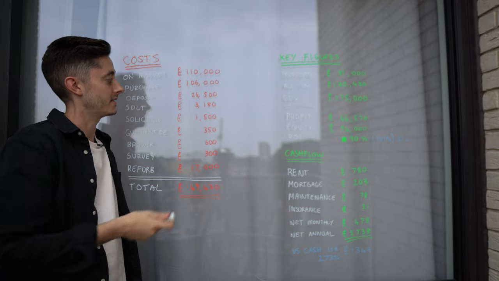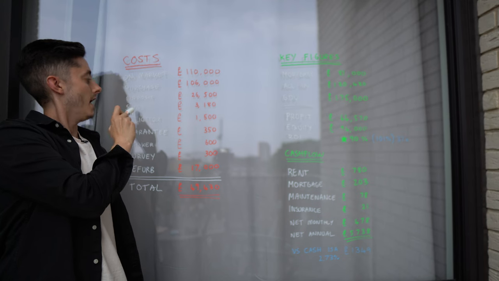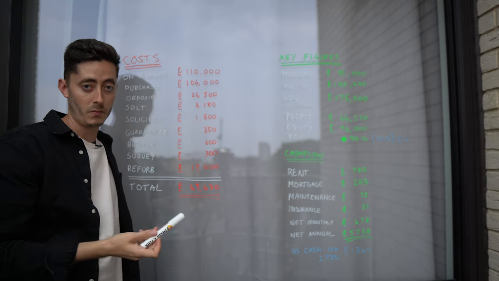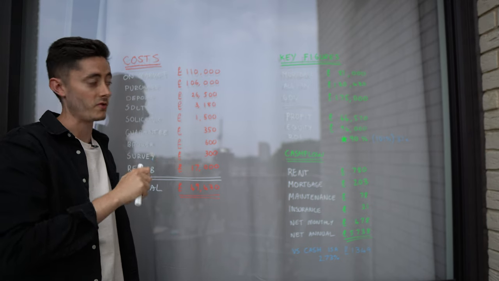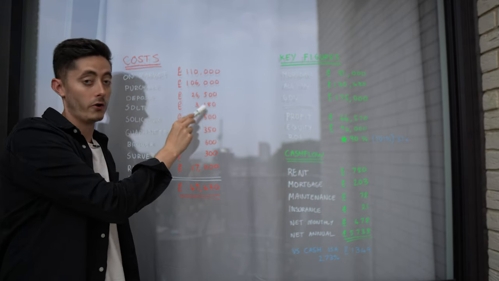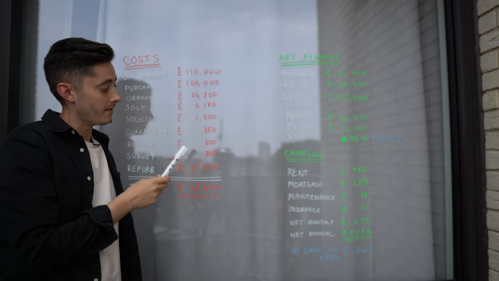So I paid £26,500 on that £106,000. The stamp duty on this, because it was in a limited company, I paid 3%, but because of the purchase price being so low, it was just the 3%. So that was £3,180. Then the solicitor was about £1,500.